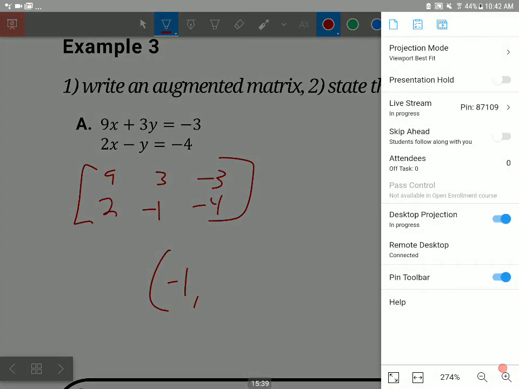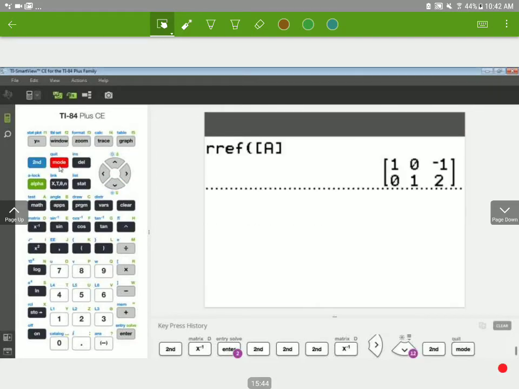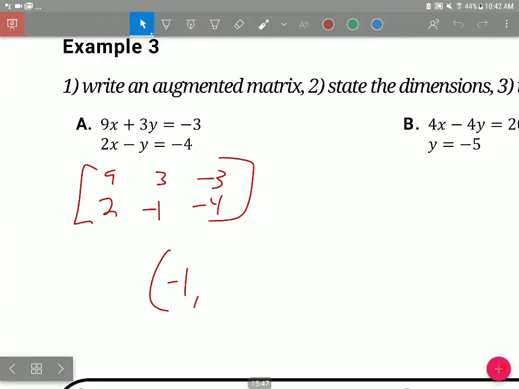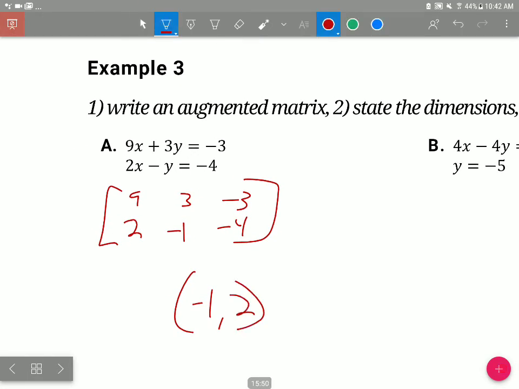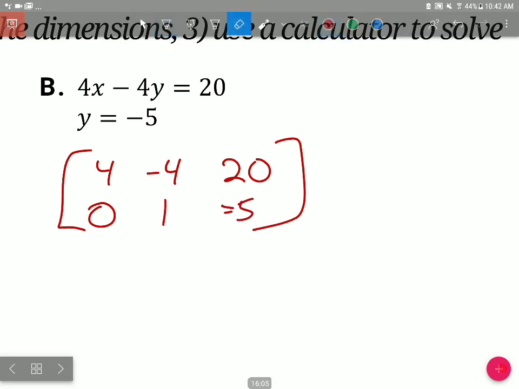Well, here, let's do this. -1, 2. All right. Let's go to this one. So what's your matrix going to look like? 4, -4, and 20. All right. What about the next row? It's going to be 0, 1, and -5. Good. Can somebody besides him tell us why this one is 0? Because there's no x there, exactly. All right, so 4, -4, 20. 0, 1, -5. So go back over to your matrix.